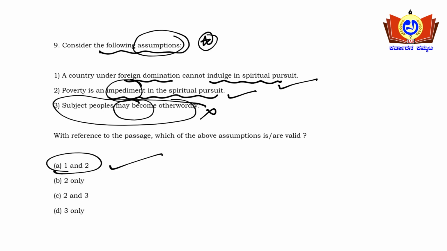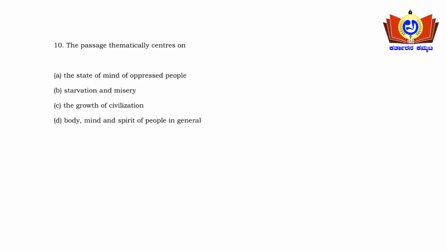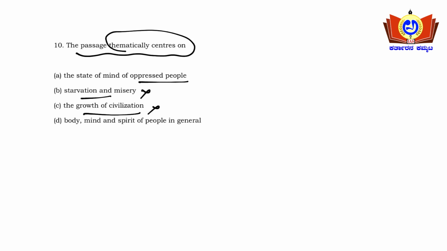So moving on to the next question. The passage thematically centers on the state of the mind of the oppressed people, starvation and misery, the growth of body, mind. No, okay, the state of mind of the oppressed people is the right answer, and hence option A is the right answer, my dear friends.